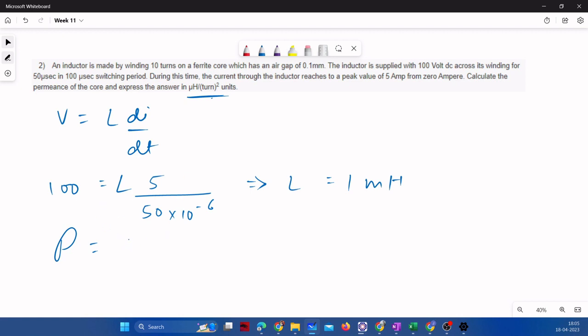Permeance is inductance by N square, and that is 1 millihenry. We need to convert it into microhenry. So we can write 1000 microhenry.